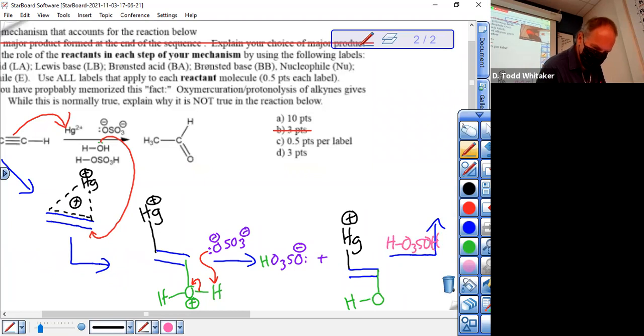HO3SOH. Carbon keeps the electrons to make the bond. I don't like that second arrow very much. It didn't clearly start on the middle of the bond. Now it does.